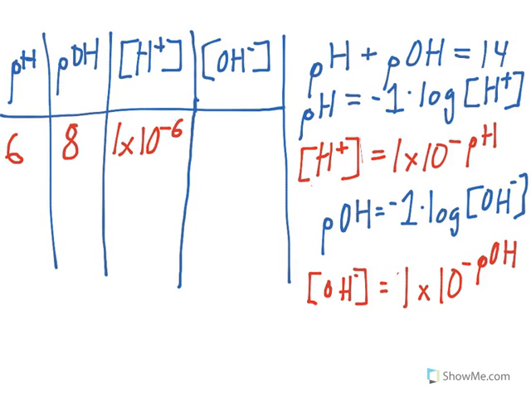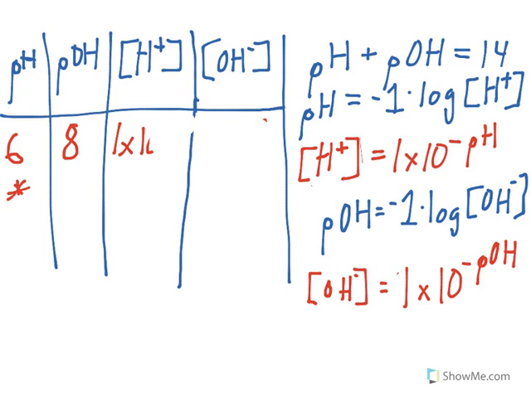Because remember, look at the third equation down, the first one in red. H plus ion concentration is equal to 1 times 10 to the negative pH. Well, if the pH is 6, that means the H plus ion concentration has to be 1 times 10 to the negative 6. Likewise, the OH minus concentration is equal to 1 times 10 to the negative pOH. So the OH minus concentration has to be 1 times 10 to the negative 8. You see how I did that? I started out with just this one, and I was able to figure out the other three, okay?